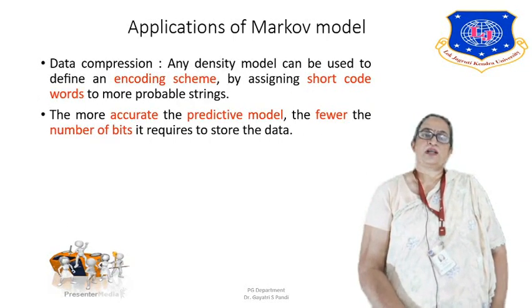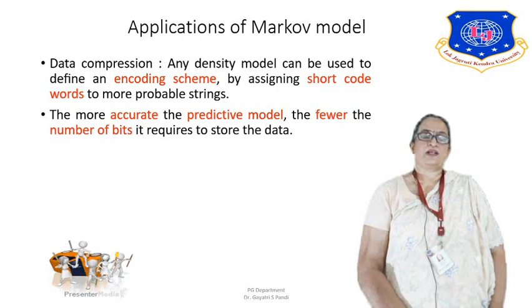Then data compression is another application, and any density model can be used to define an encoding scheme. Compression always uses an encoding scheme. So this is by assigning some short code words to the more probable strings. And the more accurate the predictive model, the fewer number of bits are required to store the data.